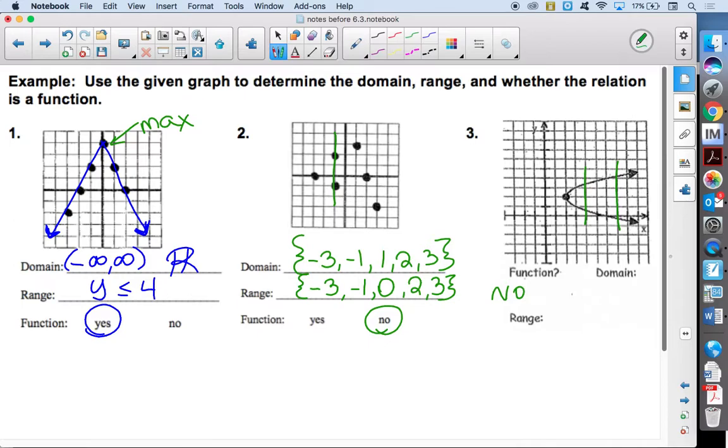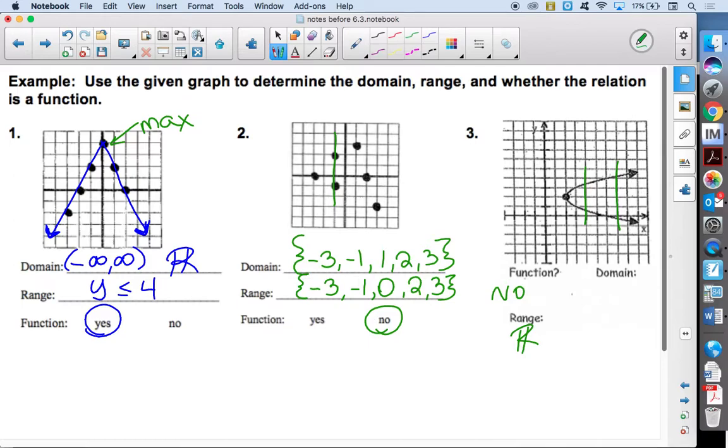Caitlin, what do you think about the domain? So, it's not all real numbers for the domain. The range is all real numbers in this case because vertically this is going to get wider and wider and wider, and it will stretch vertically. So the range will be all real numbers.